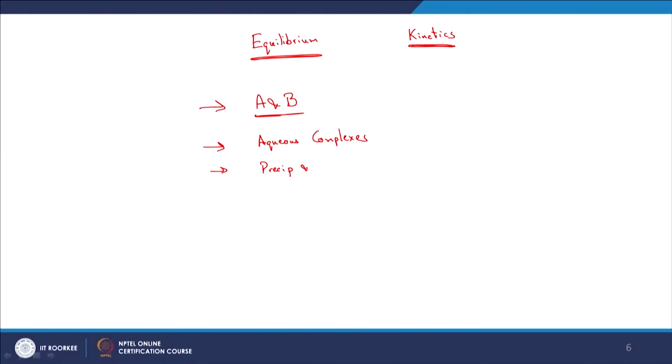So, aqueous complexes, and then we are going to look at precipitation and dissolution, and the last aspect we are going to consider is redox. So, we are done with this and this. We are going to briefly talk about these two aspects, aqueous complexes and precipitation and dissolution, and move on to the next major topic, which is redox processes, something that is the backbone of environmental engineering, I guess.